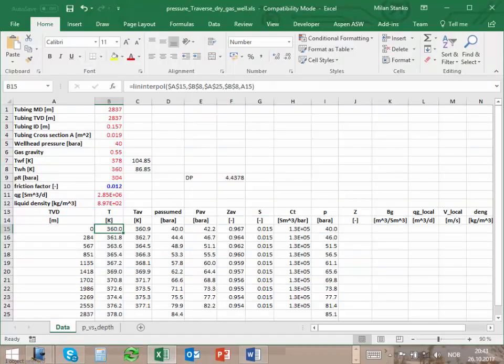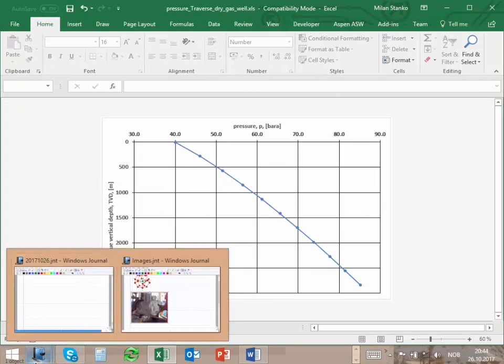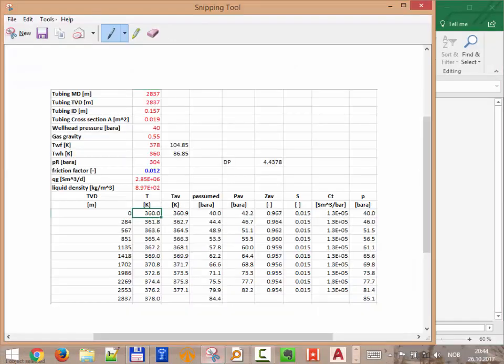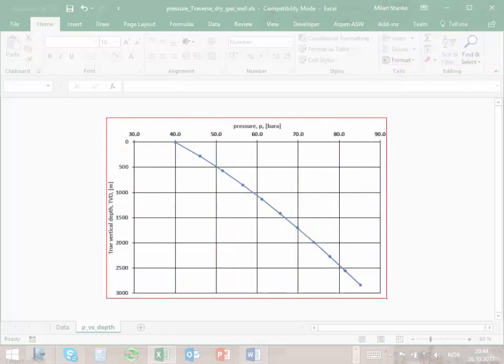Okay, so that's this, and let me put the graph also, P versus depth, how it looks like. It has some curvature, but it's almost like a straight line. Pressure.